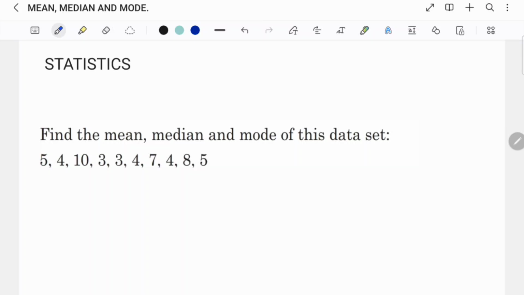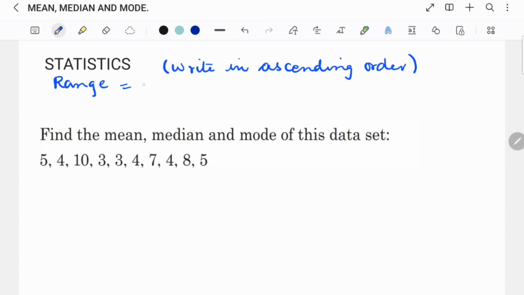Before we start, it's very important to write your data in ascending order, meaning smallest to greatest, if the range and the median are required. For the mean, it's not important, but for finding the median and the range, it's important to write your data in ascending order. And the range is always the maximum number, the greatest number, minus the minimum number.